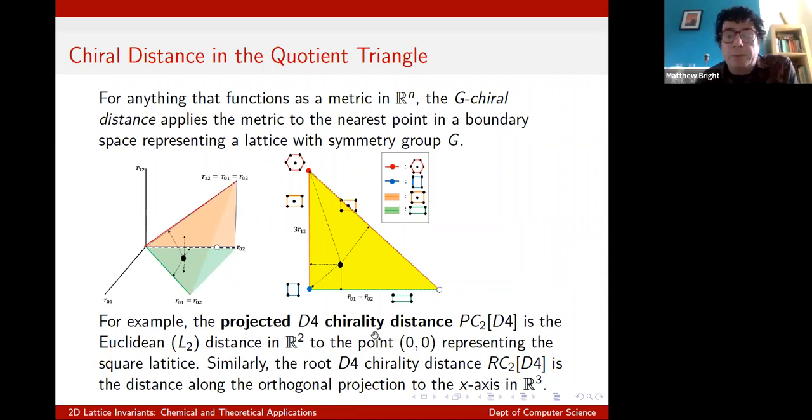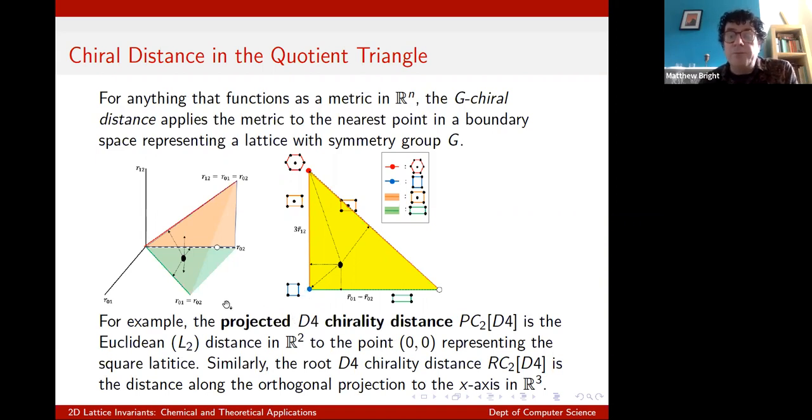So, for example, the projected default chirality distance, which we use this sort of notation for, is the Euclidean. And this notation PC, the 2, says that we're using an L2 distance. We could, of course, use any Minkowski distance in the space. The L infinity distance would be the max distance, the Chebyshev distance, but here we're saying 2. So PC2D4 is just the straight line distance to the point 0, 0. That's really all it is.